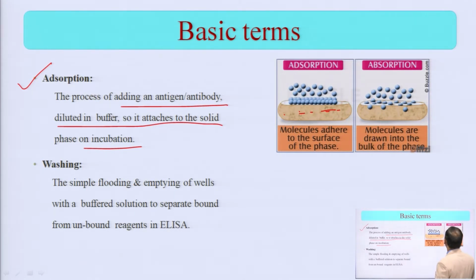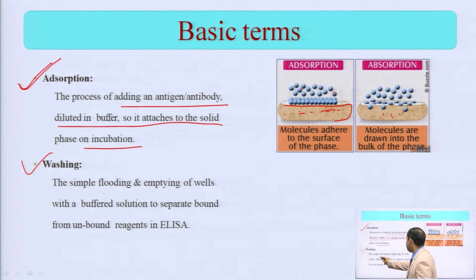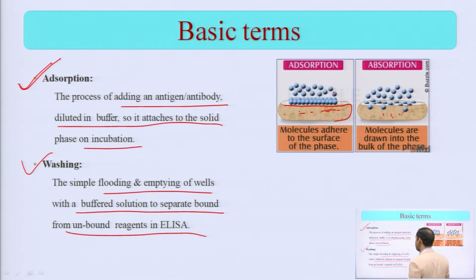This is adsorption. Another thing is called absorption. Sometimes we confuse between adsorption and absorption. In absorption, whatever molecules or whatever antigen antibody we give will get diffused, and in adsorption it will be on the surface. I hope it is very clear to you all. What is washing, sir? It is simply flooding or emptying wells with buffer solution to separate the bound from unbound reagent in the ELISA.